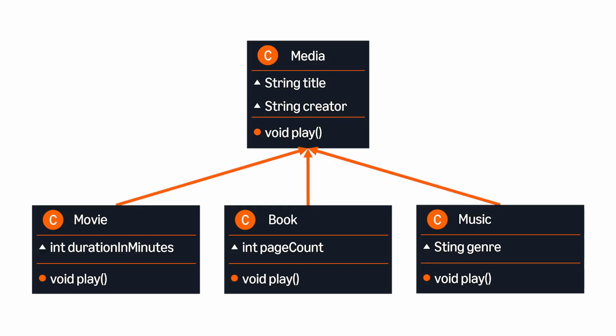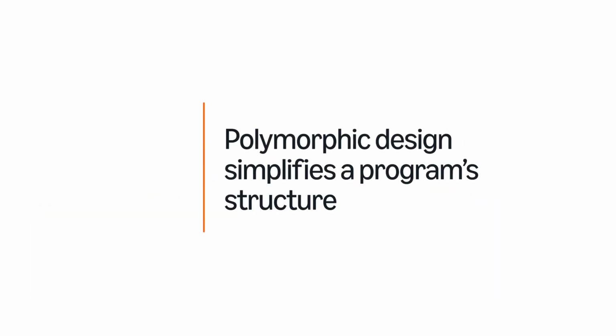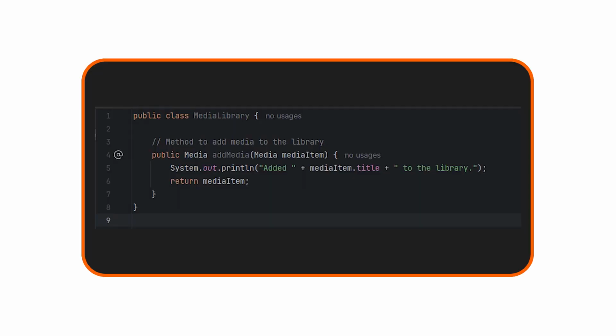With all your media types now set up, this structure serves as a clear example of hierarchical inheritance in action. The superclass, media, is inherited by multiple subclasses, book, movie, and music, each adding its own unique attributes and behaviors. Now let's focus on how polymorphic design can simplify your program structure, especially when methods return objects.